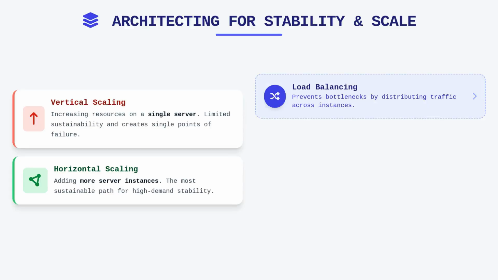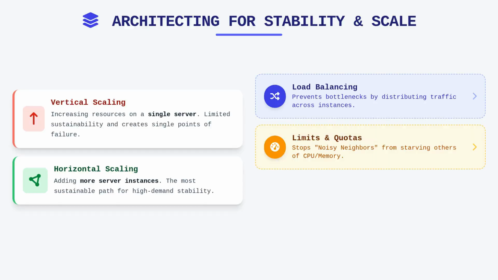Utilizing load balancing to distribute incoming traffic ensures that no single point of infrastructure becomes a bottleneck, thereby improving overall response times. In shared environments, implementing resource limits and quotas is an essential practice to prevent a single noisy neighbor from starving other applications of CPU or memory cycles.